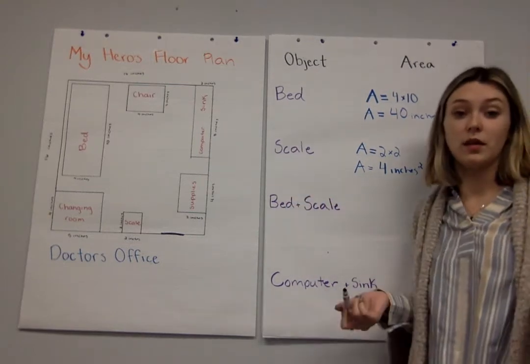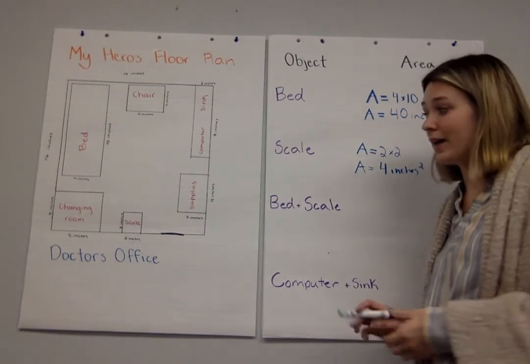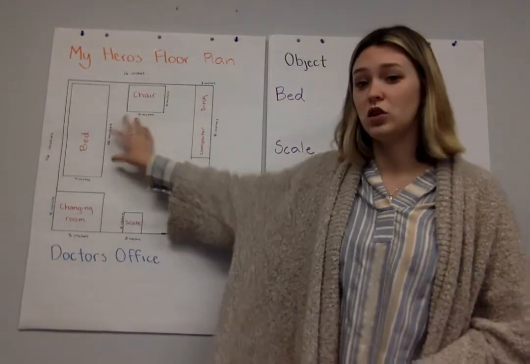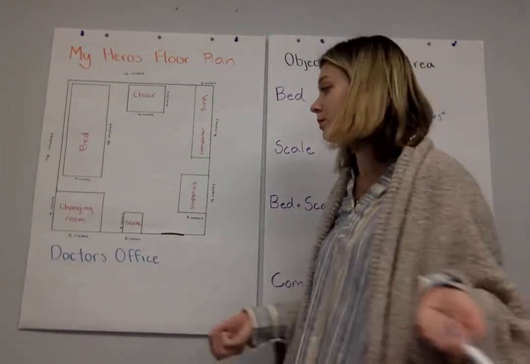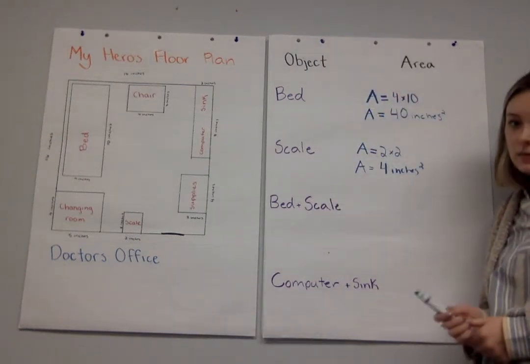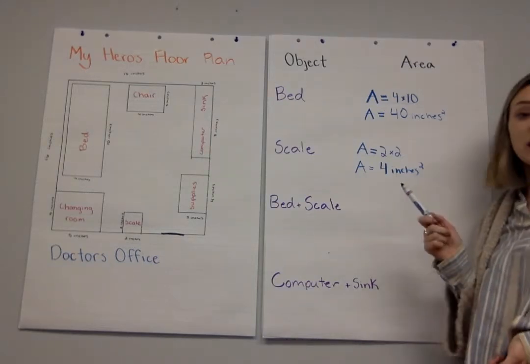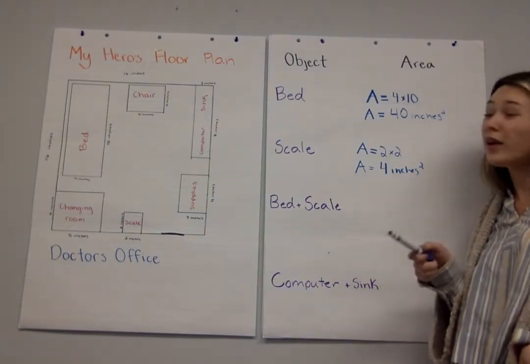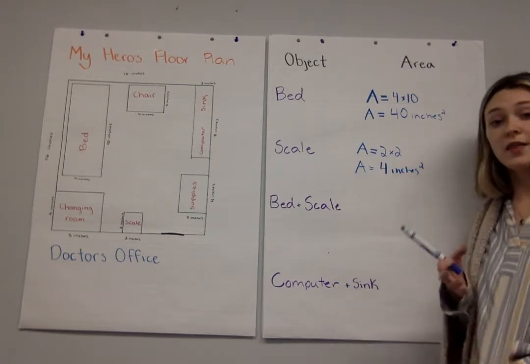Uh-oh. This one is asking for the area of the bed and the scale. How do we do this? How do we find the area of the bed and the scale? I can't just pick this up and put it right next to it and morph it together. How can I do that? What do you guys think? Well, by looking at our work over here, we already know the area of the bed and we already know the area of the scale.